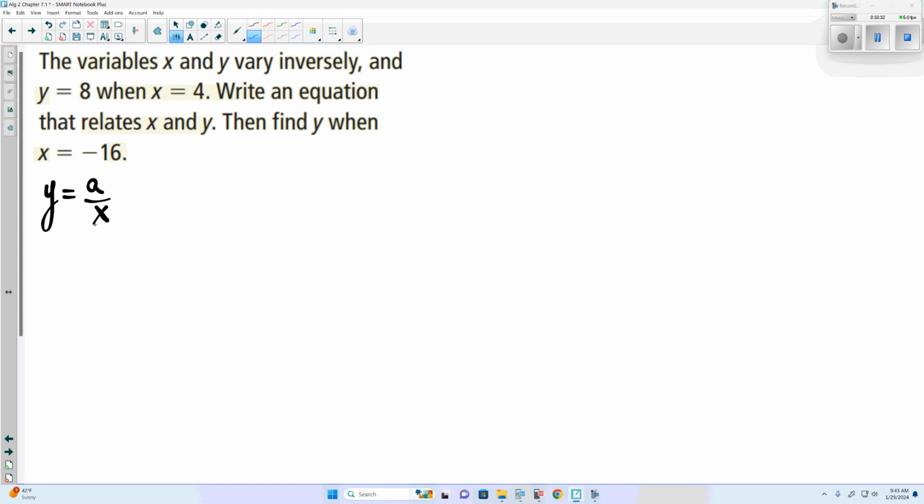The variables x and y vary inversely. When y is 8, x is 4. Write an equation that relates x and y, then find y when x is negative 16.